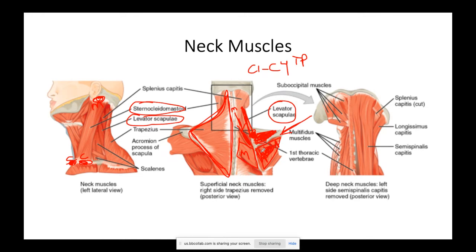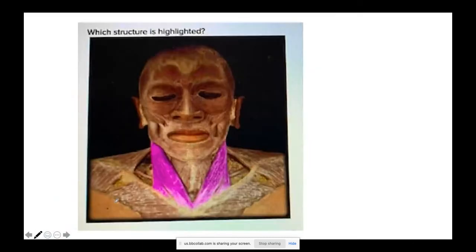Okay, what else can we see here? We did some of the biggies. The SCM, levator scapula, rhomboid minor, rhomboid major. Again, rhomboid minor originates on the C7, T1 spinous process, and then rhomboid major, T2 to T5. But both of them insert on the vertebral border of the scapula. Okay. Let's go to the next one.